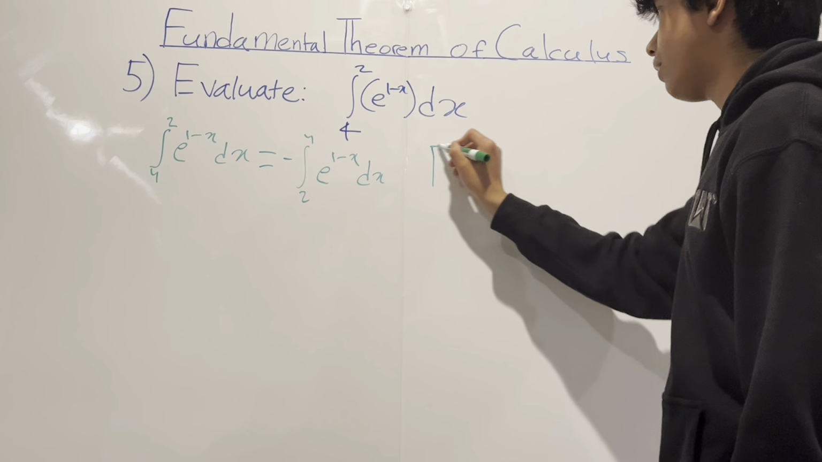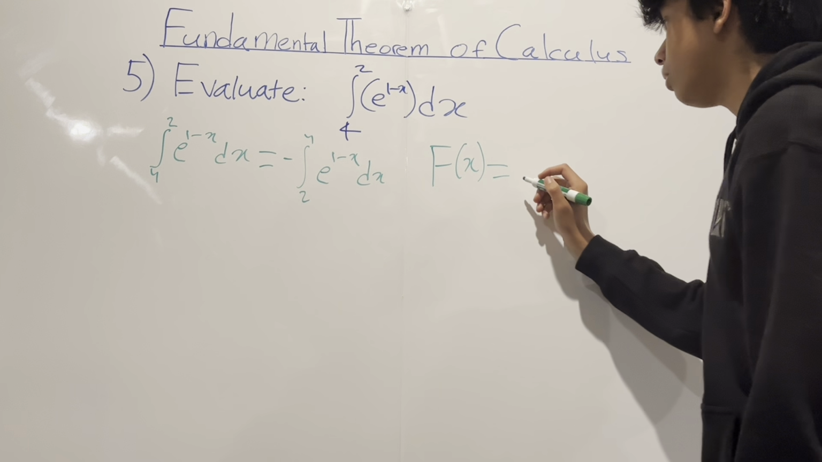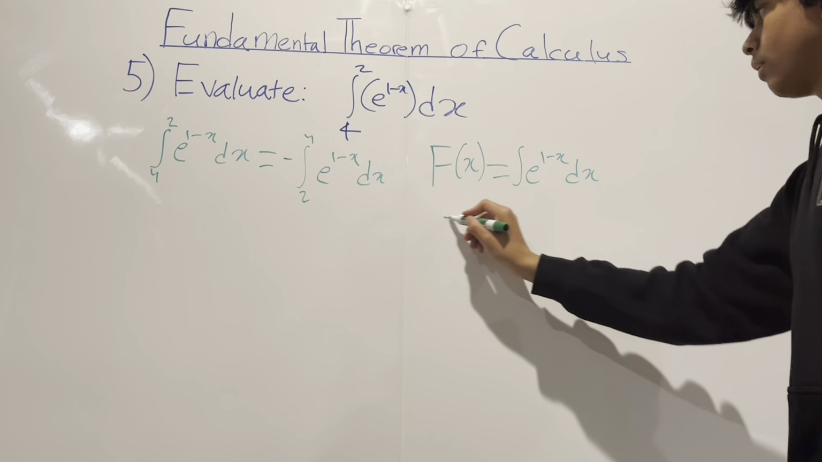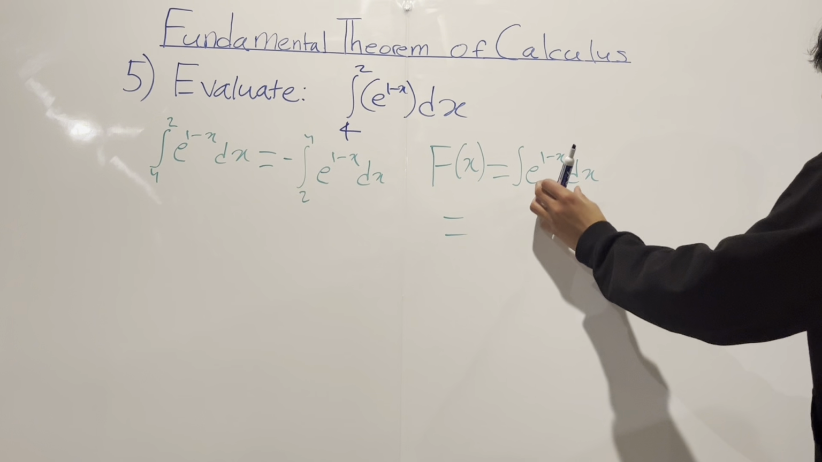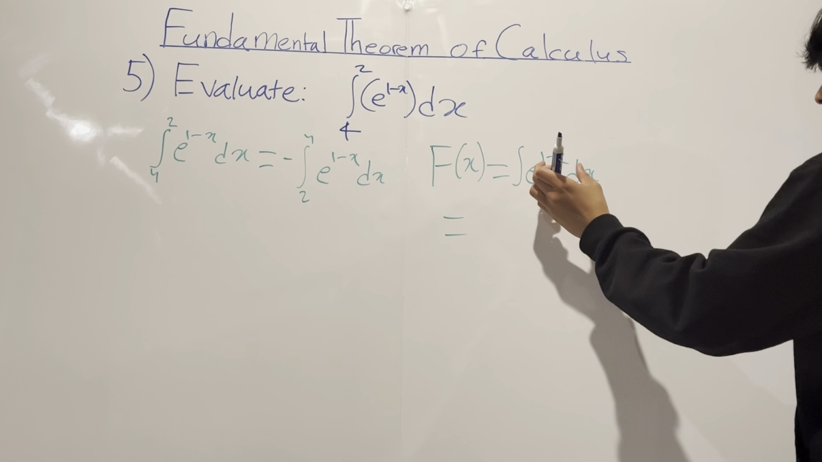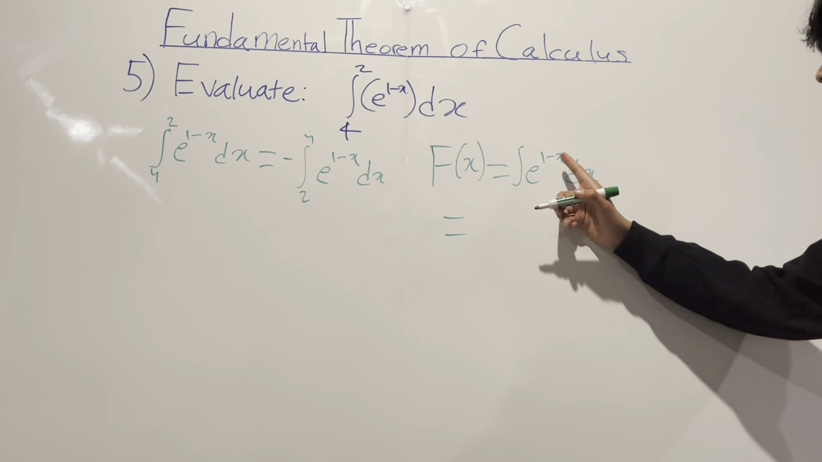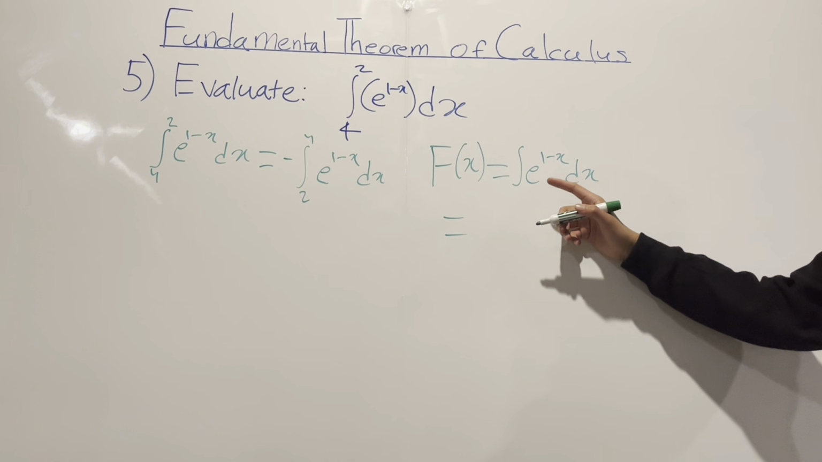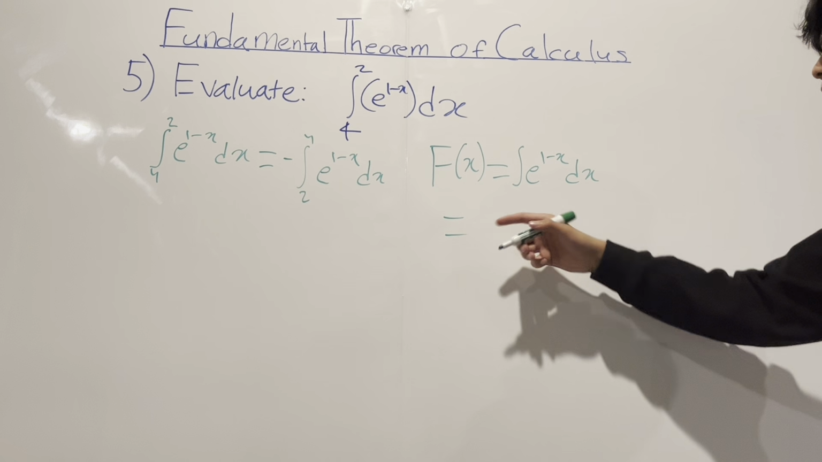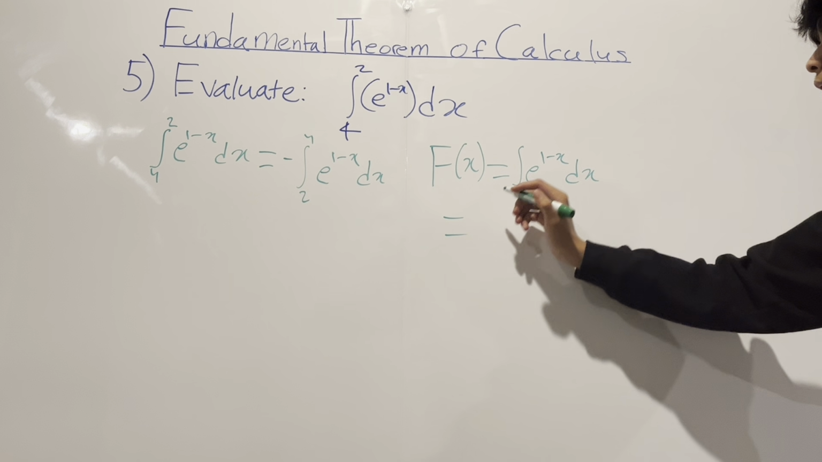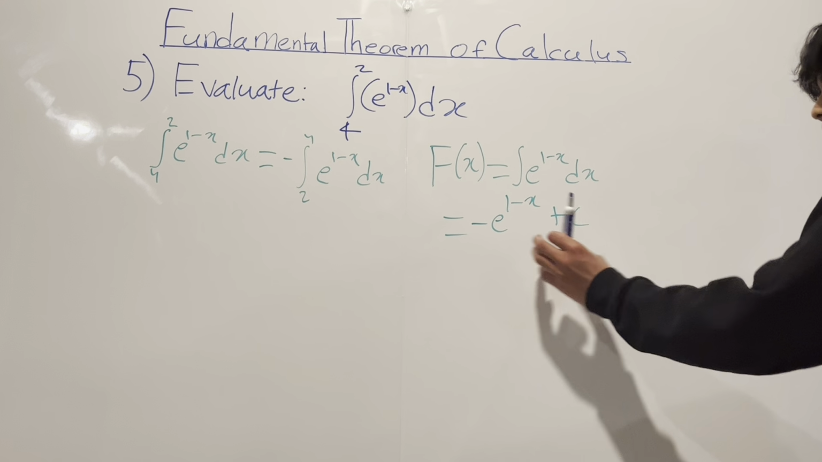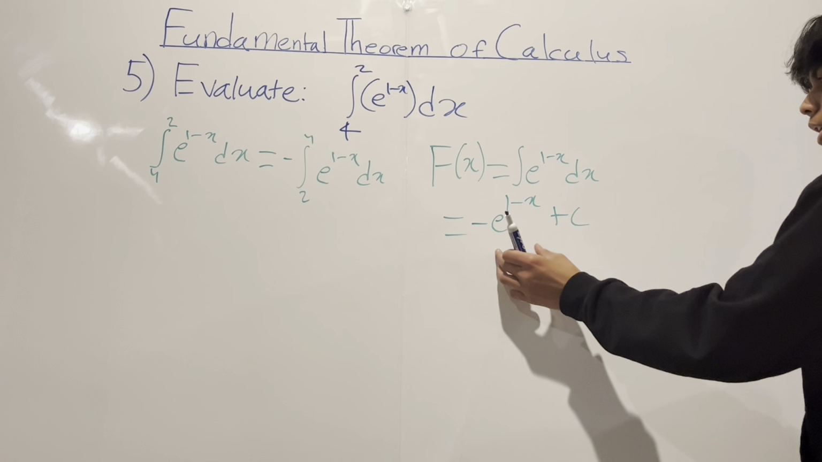So let's find it. F of x is equal to the antiderivative of e to the 1 minus x dx. And if you see here, this is written in the form ax plus b, or I guess in this form, b plus ax. And here, a is negative 1, even though you can see it's 1 minus 1x. So we take the reciprocal of a, which is negative 1, 1 over negative 1. So negative e to the 1 minus x plus c. We're just going to ignore the c, but we have our function. F of x equals negative e to the 1 minus x.